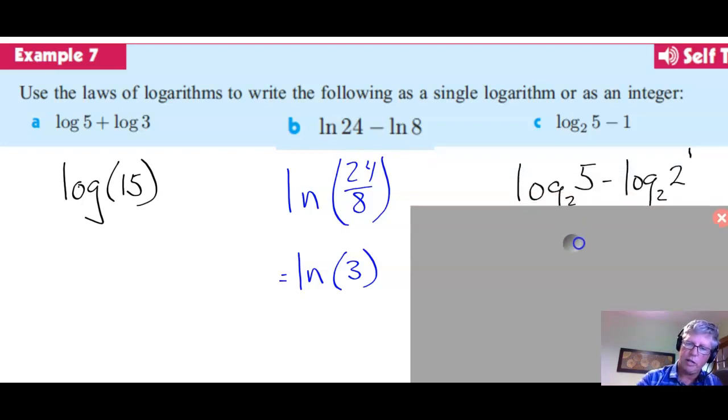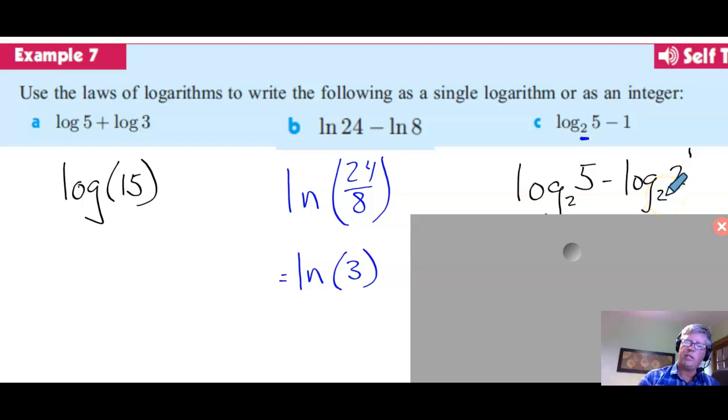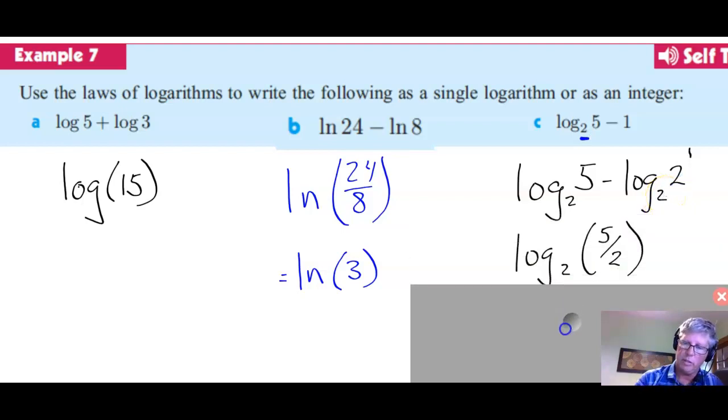So in this one, the first thing I would do is change that 1 into log base 2 of 2 to the 1. Why did I choose 2? Because of this base right here. That's my choice of why I chose that to be a 2. Well, that's just good old subtraction, which implies division. Awesome.